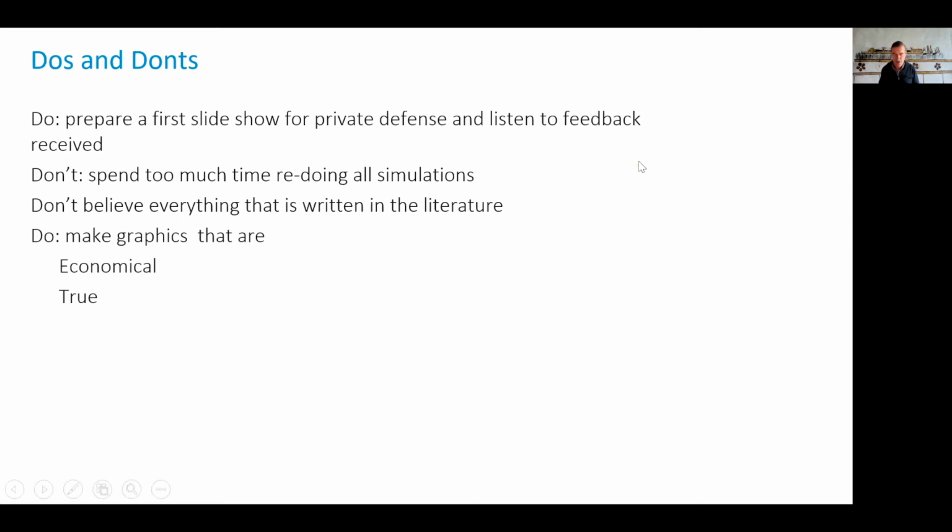Based on the list of projects we've seen in the past, be sure to prepare a first slideshow for the private defense and listen to the feedback received. Sometimes there are obvious things that are going to cost you too much time, or you're off track. So be ready to receive feedback at the first interim meeting if needed. I call the first interim meeting a private defense, in the sense that it's just a meeting between you and me, just to give feedback. It doesn't count for the grade, and it's not public.